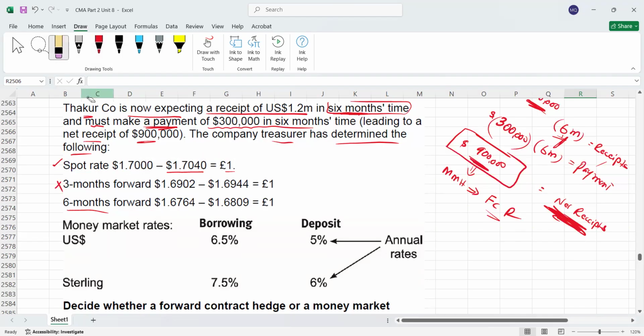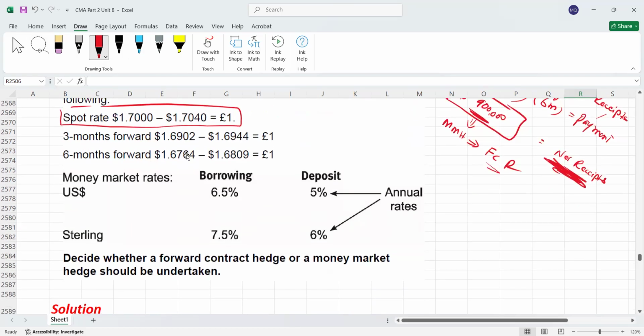Okay, so here we go. First I'm going to deal with the money market hedge, and we know that under the money market hedge only spot rate is relevant. Okay, so how would you work now? So we got here some other information along with this question.